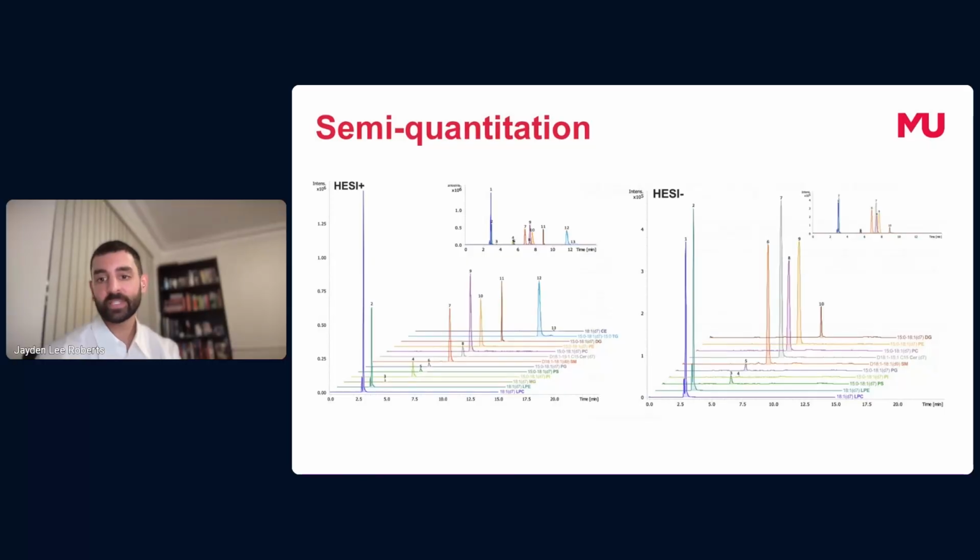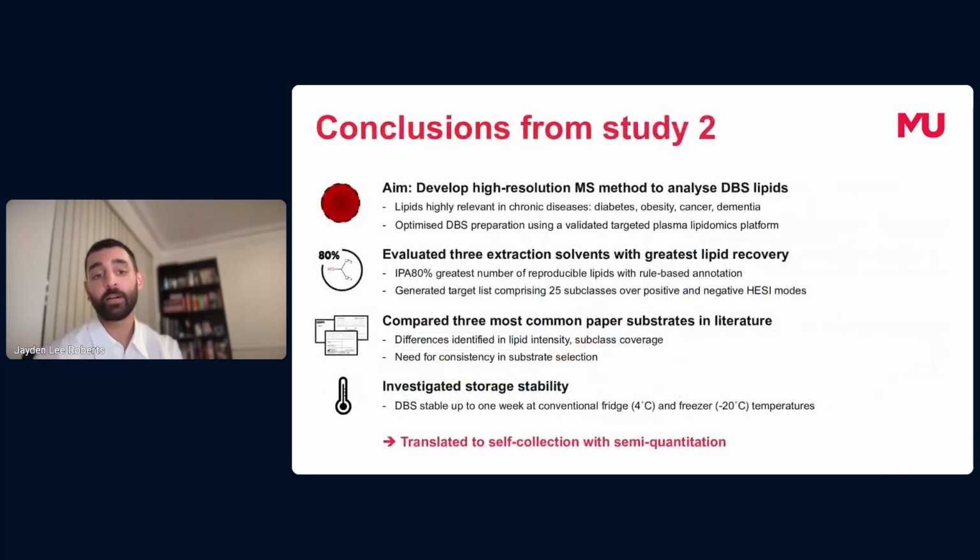So the conclusions from this second part of the study were that we aimed to develop a high-resolution method to analyze lipids in DBS samples to continue that miniaturization workflow. We evaluated 3 extraction solvents and compared a variety of parameters that are important to practically setting up a method to ensure that it can be deployed in real-world settings, including appropriate extraction technique, comparison of different substrates and their performance, and evaluation of stability, and optimized these parameters to ensure that they could be performed in a self-collection study.